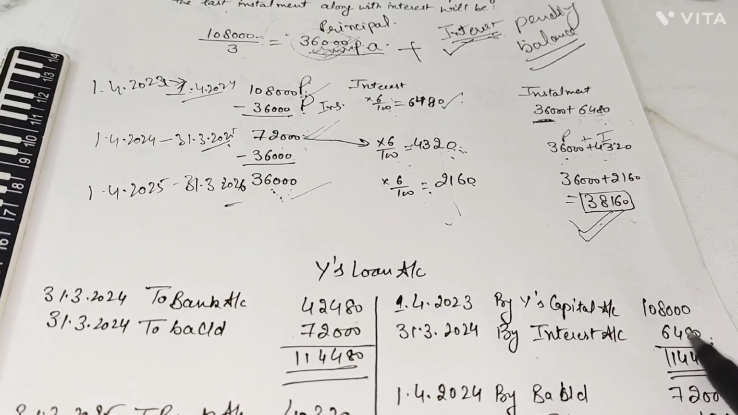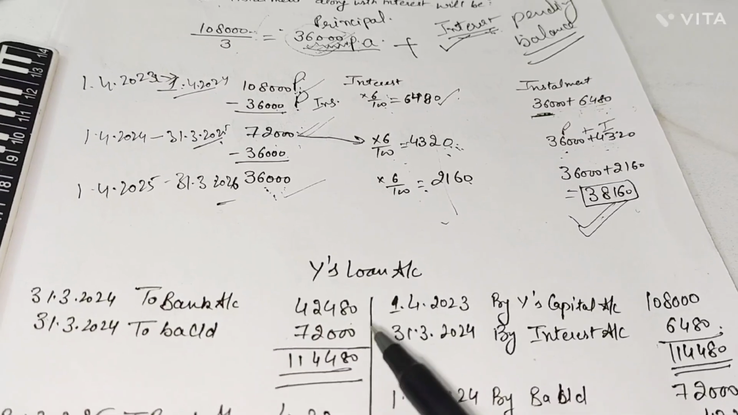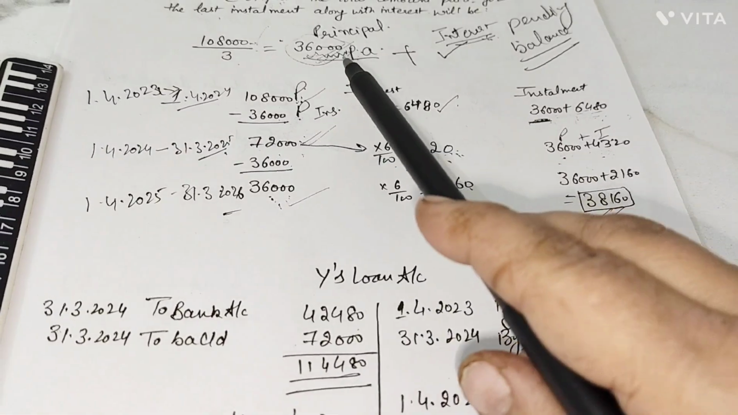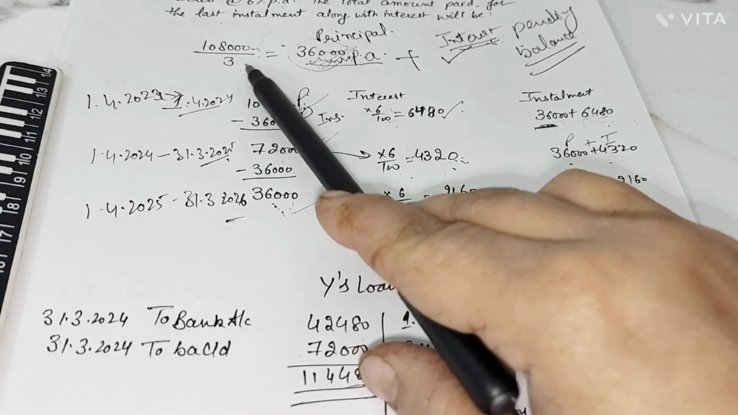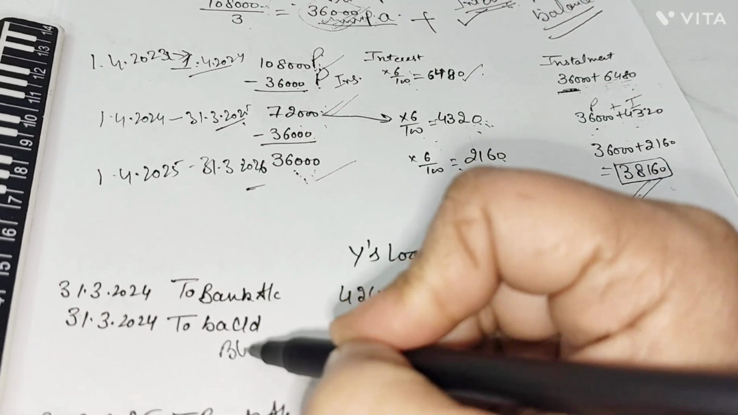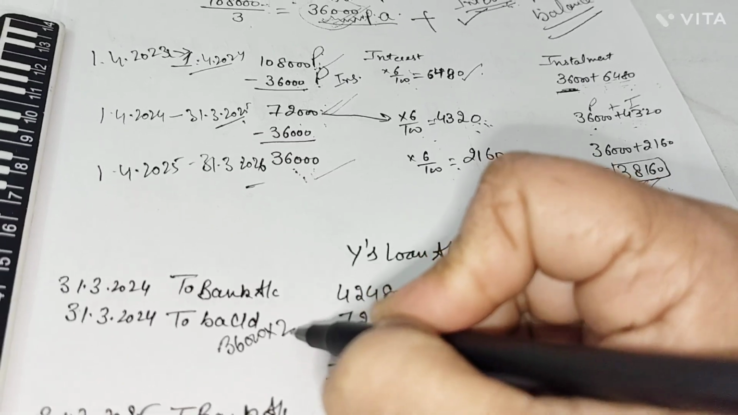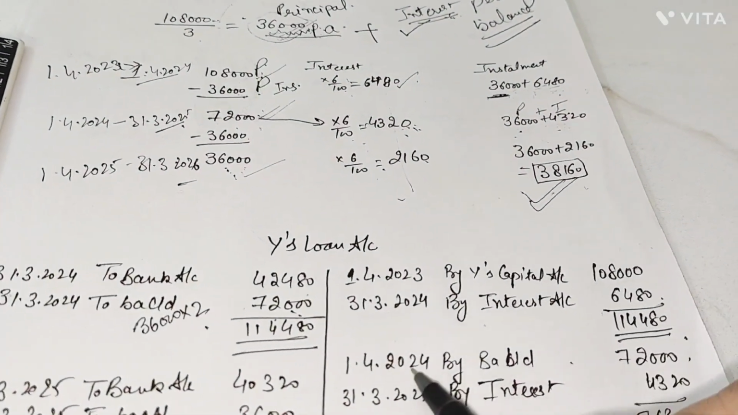Either you can make a calculation from here, but you need not make a calculation. You should be clear in mind that the total sum payable was divided into 3 installments. So now pending are 2 installments. So the pending amount should be 36,000 into 2. This is the pending amount. This will be brought down in the next year on 1st of April.